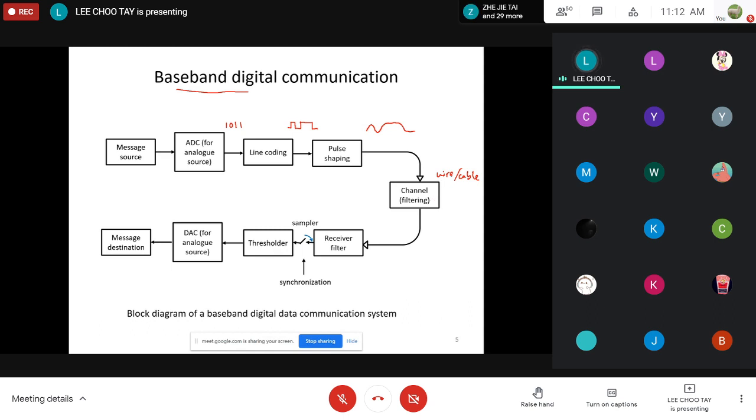Again, wire and cable normally have limited bandwidth, and that is going to have some filtering effect on your signal, with some attenuation over the wire. By the time it reaches the receiver, your signal may have noise riding over it, and it may be attenuated, and it may look like this. The receiver is going to have a filter to filter out the noise, mainly the high frequency noise. This is followed by a sampling process.